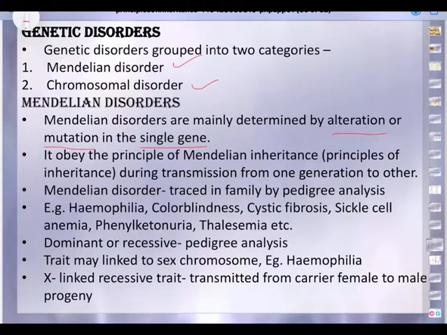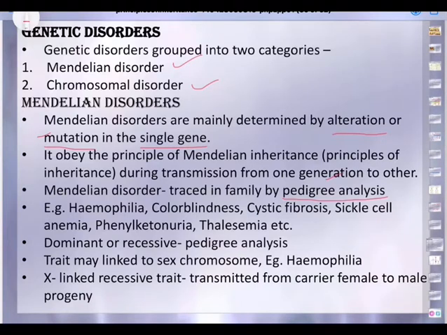So Mendelian disorders, as I said, are mainly determined by an alteration. So there is a change. Where is the change? In the gene. It may be a single gene. And the change may be because of a change in the structure or a sudden change, which we call mutation. Because of mutations also there can be change. So it obeys the principles of Mendelian inheritance during transmission from one generation to the other.